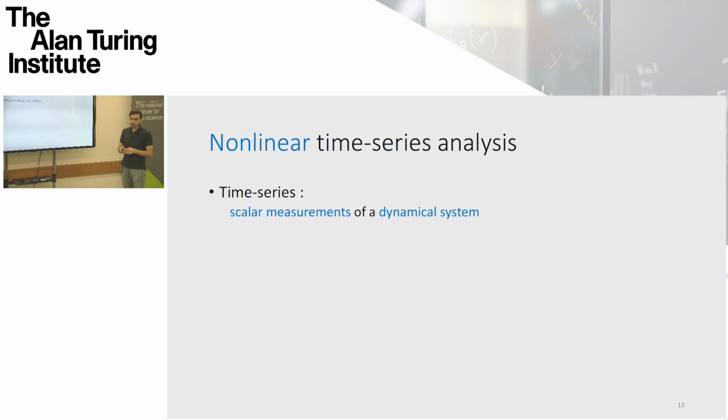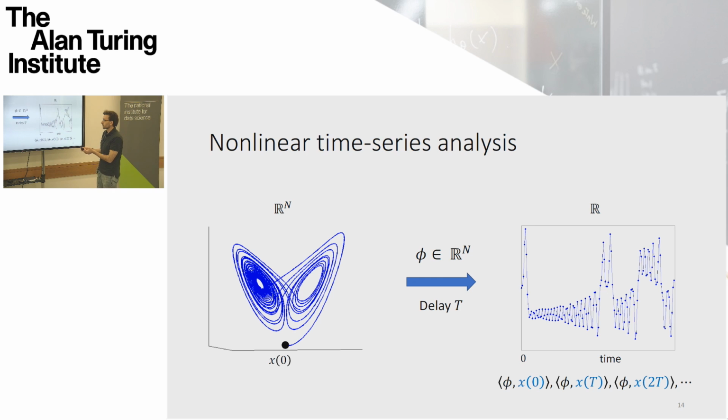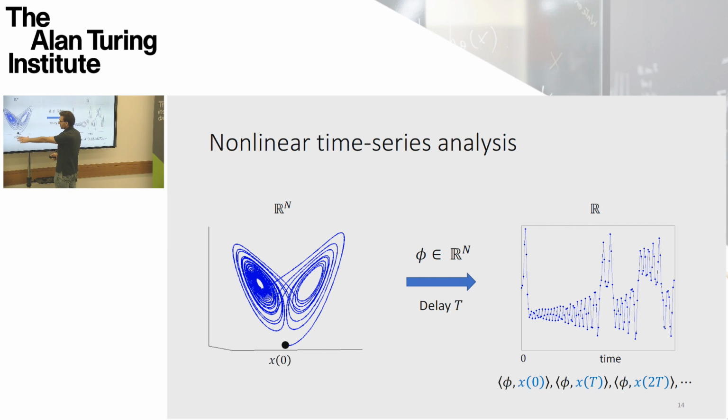I'm going to talk about nonlinear time series analysis. The idea here is that you do have a time series, and you model the data as scalar measurements of a dynamical system. Let me explain with an example. On the left, we have the famous butterfly trajectory of the Lorenz attractor. It starts at time 0 and goes through the space R^3.